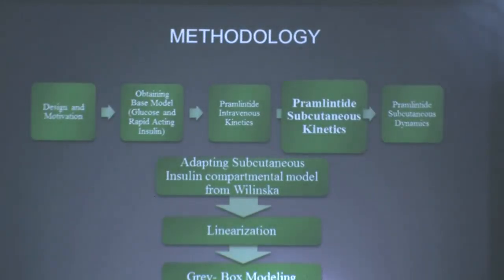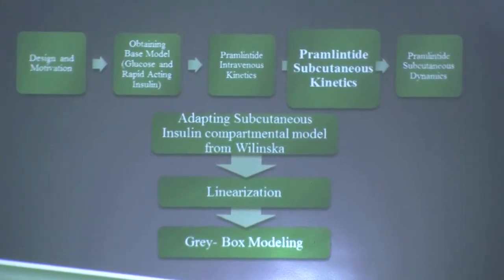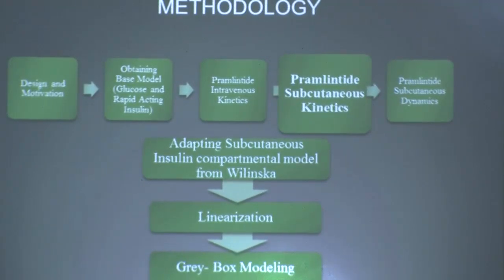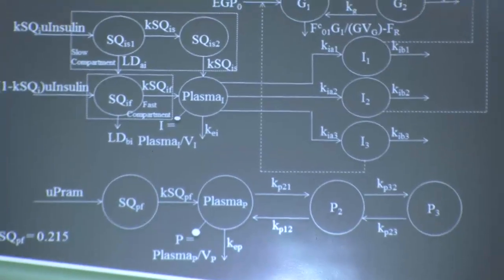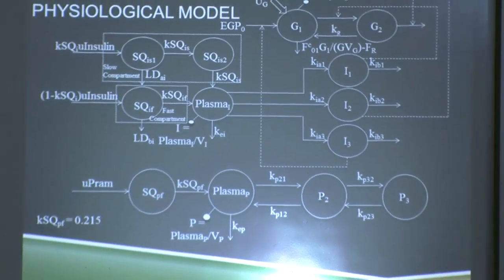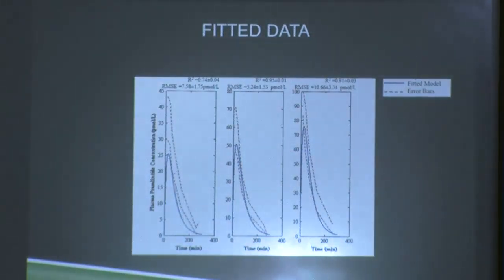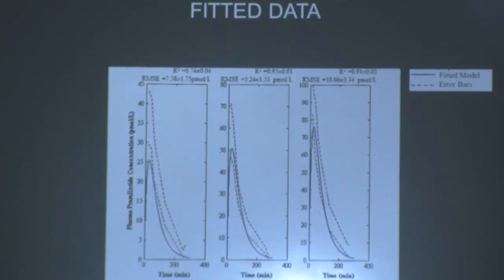And then we used gray box modeling to just find our initial values, some values that gave us a good fit. Then we optimized those values to give us the best possible fit. This was our final model. It consists of 1 compartment. And then this is our fitted data. What you're seeing here is the red dashed lines as the standard deviation only from the mean of the experimental data, and the blue lines are our fitted models.